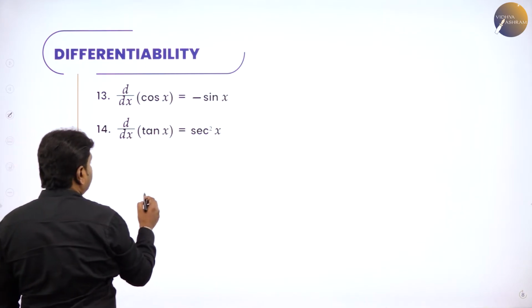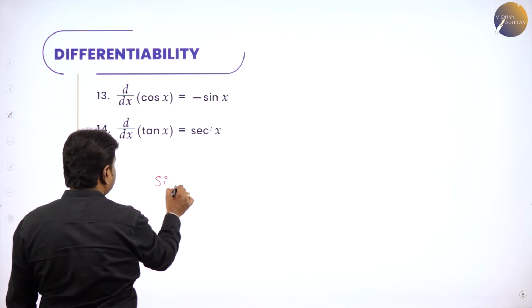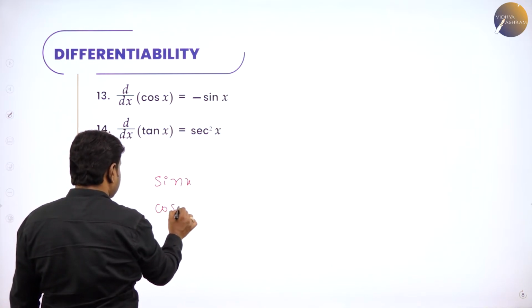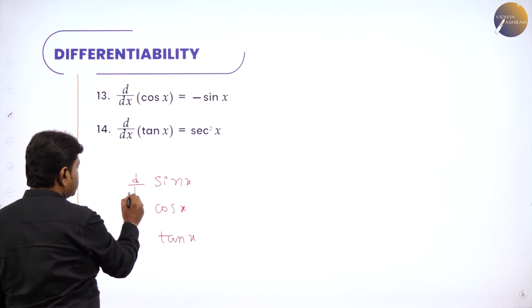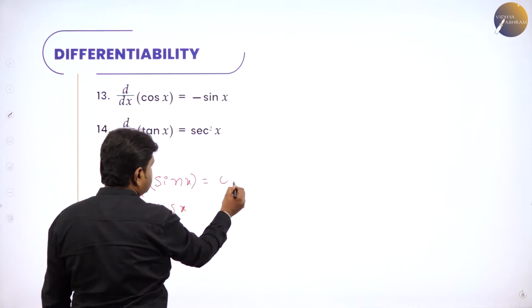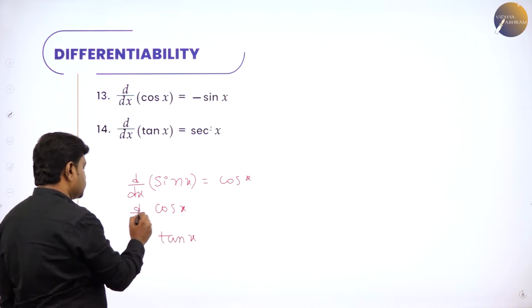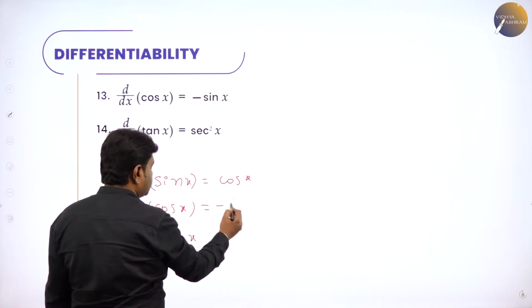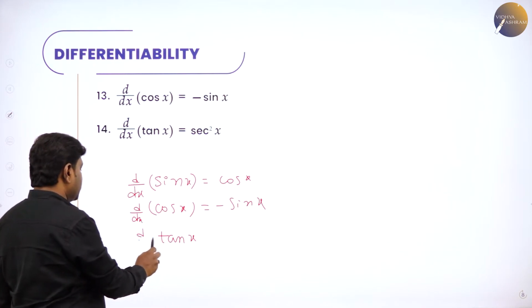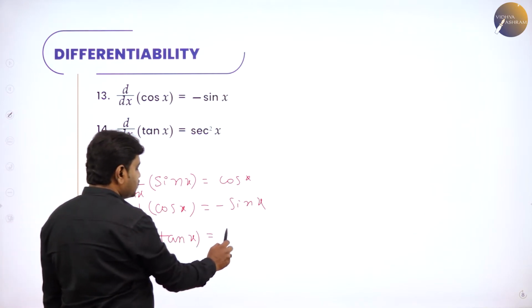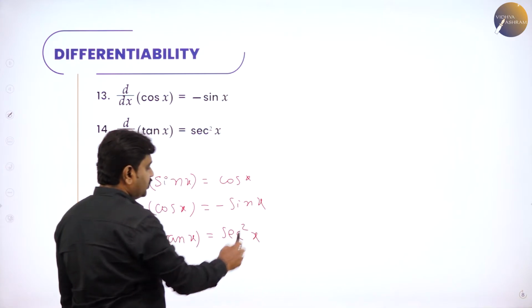So what are the trigonometric functions we have? Sin x, cos x, tan x. What is d by dx of sin x? The derivative of sin x is cos x, and the derivative of cos x is minus sin x. You have proved all these things in your 11th using first principles. D by dx of tan x, what is the derivative of tan x? Secant square x.